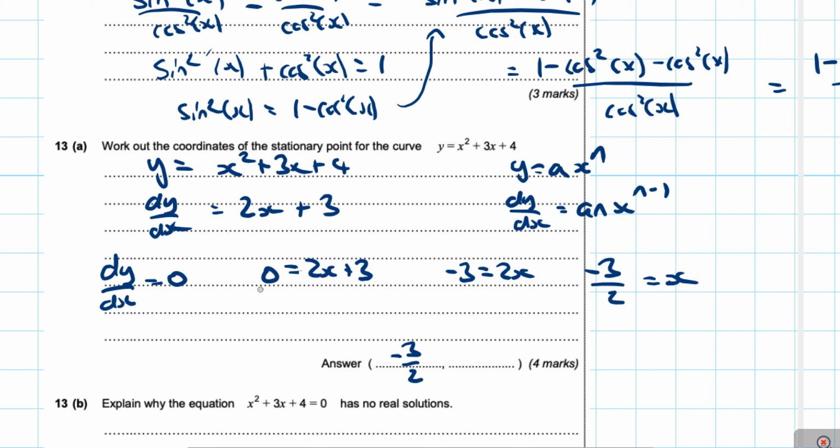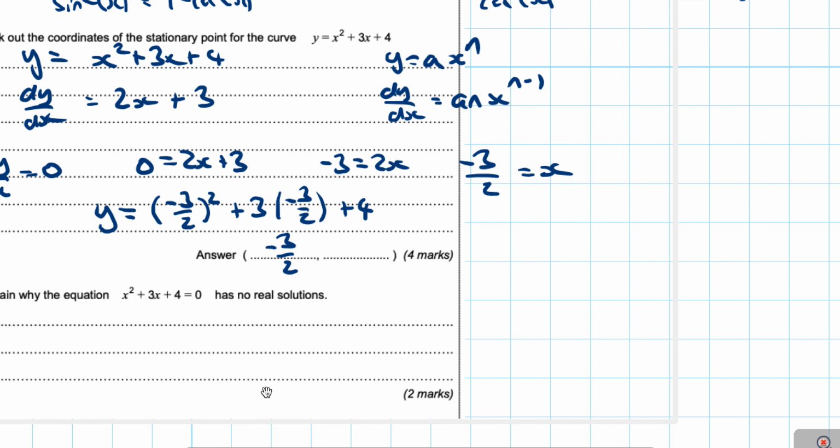For the second part we need to find the y coordinate, so y is now equal to minus 3 over 2 squared plus 3 times minus 3 over 2 plus 4. Minus 3 over 2 squared is equal to 9 over 4. Minus 3 times minus 3 is 9, and 2 times 2 is 4. So minus 9 over 2 plus 4.